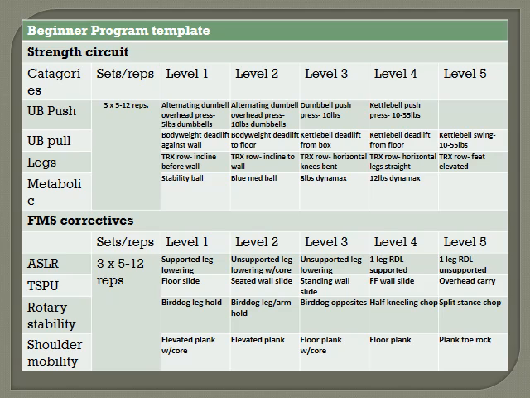Once the client can do that for 12 reps comfortably, then we're going to move to 10 pounds, and then we move to dumbbell push press. And so again, we're moving along with levels.